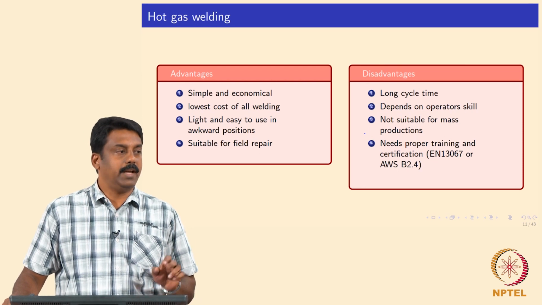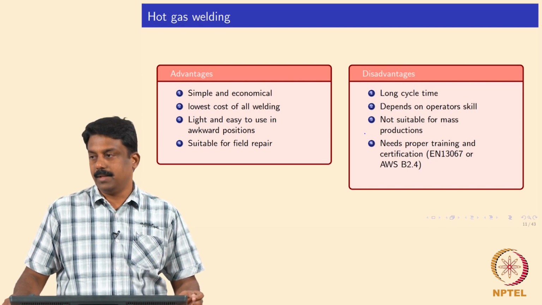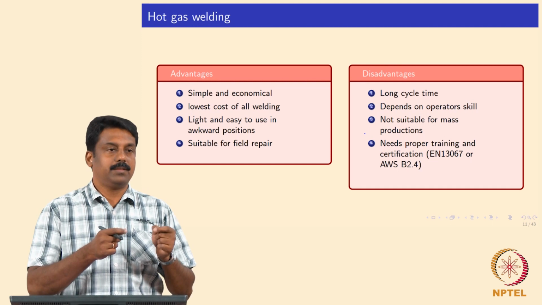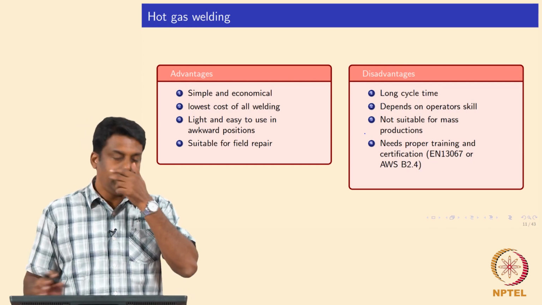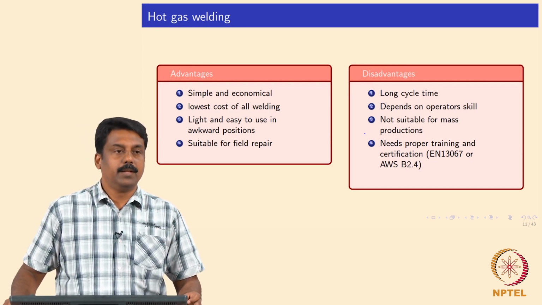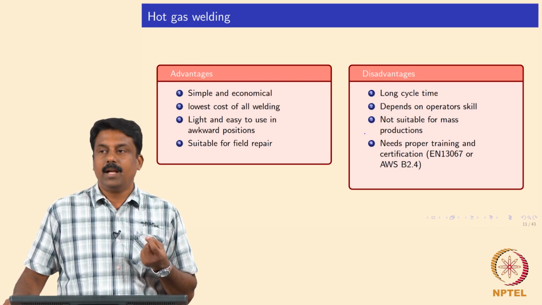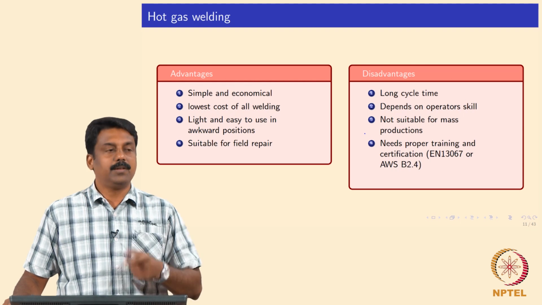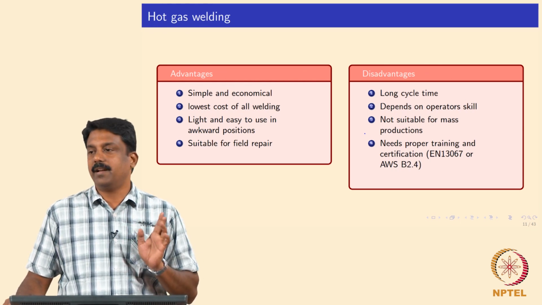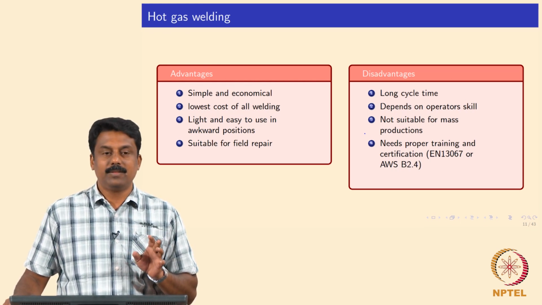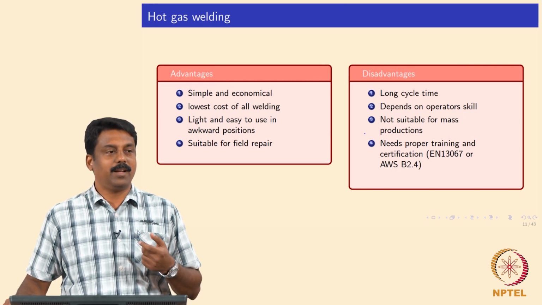It is also widely used for repair, field repair. So, you can use a filler and then hot gas to melt the filler and then deposit it at the area which is broken. Okay. But there are some disadvantages, like long cycle time, and in order to do hot gas welding, welders will have to be certified. Otherwise, not everyone can do that.